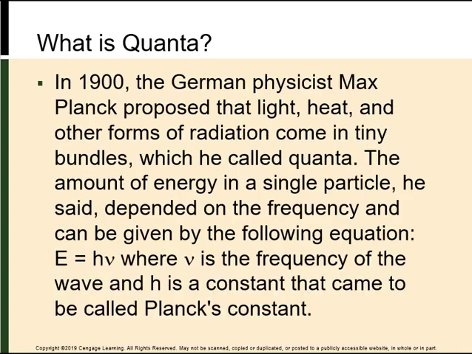So what is quanta? Well, back in 1900, German physicist Max Planck proposed that light, heat, and other forms of radiation come in tiny bundles, which he called quanta. The amount of energy in a single particle, he said, depended on the frequency and can be given by the following equation. E equals hv, where v is the frequency, similar to when we did speed equals wavelength times frequency, and h is a constant that came to be called Planck's constant.